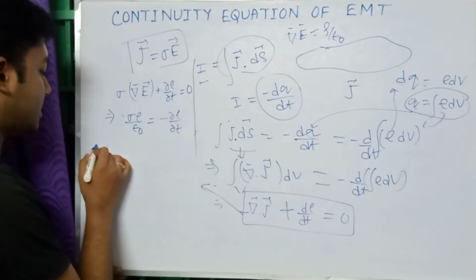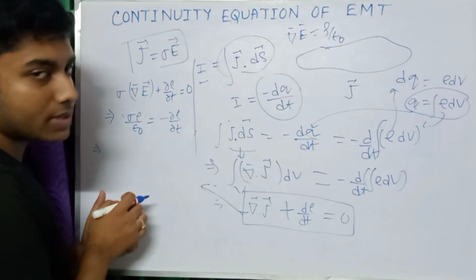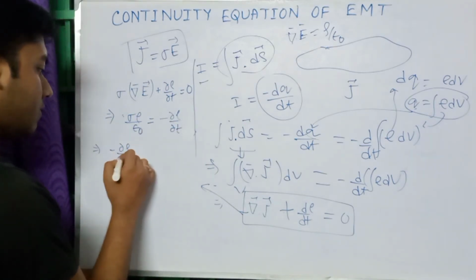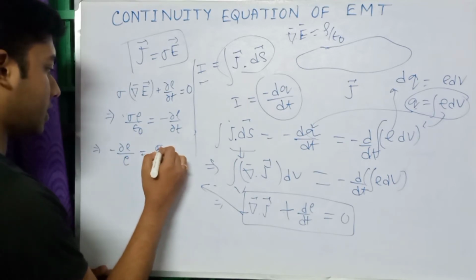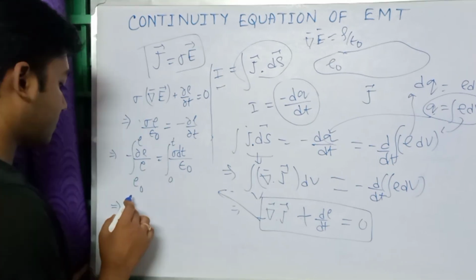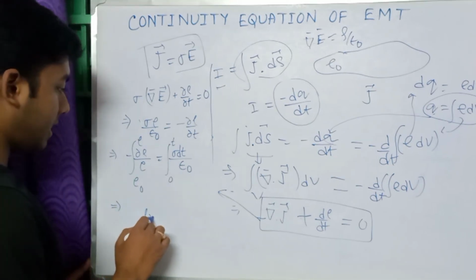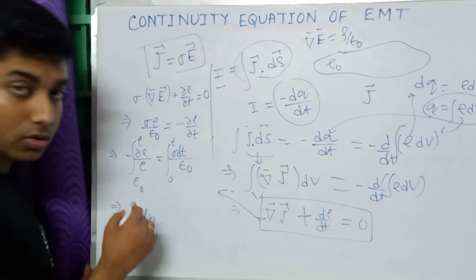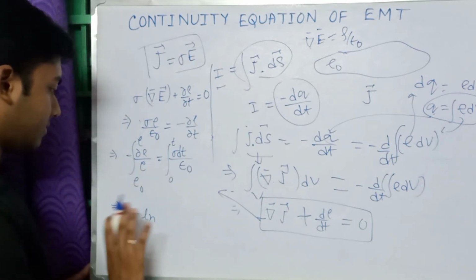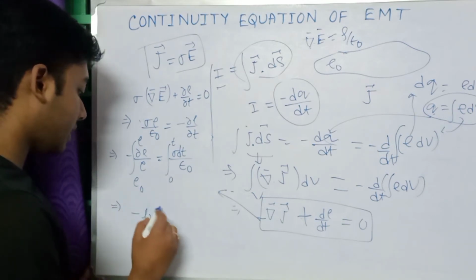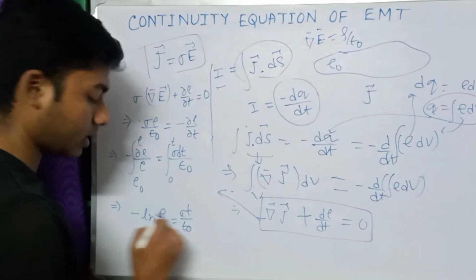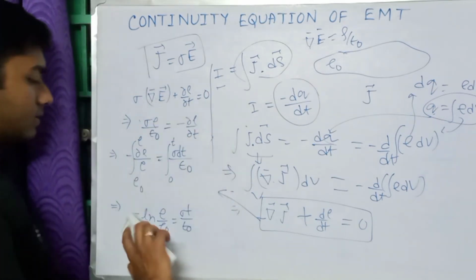Now I will just integrate this, just solve this differential equation. So minus del rho over rho will be equal to sigma dt over epsilon naught. Now this will be ln of rho by rho naught, with the negative sign taken along, so ln rho over rho naught will be equal to minus sigma t over epsilon naught.